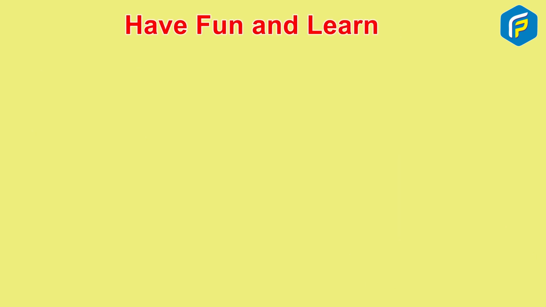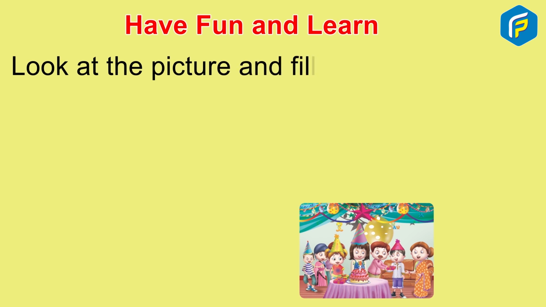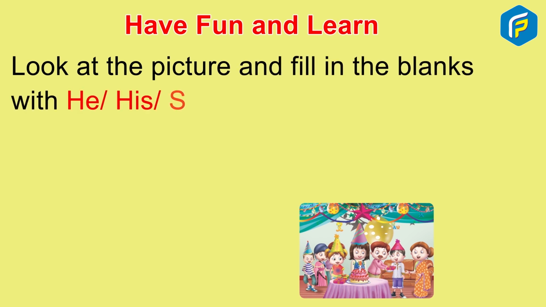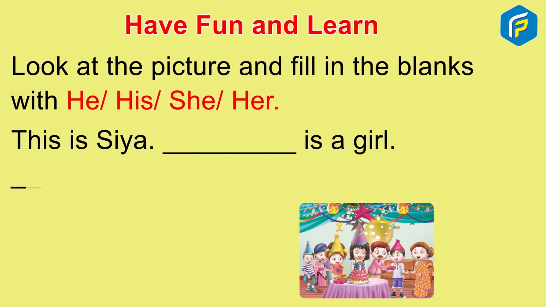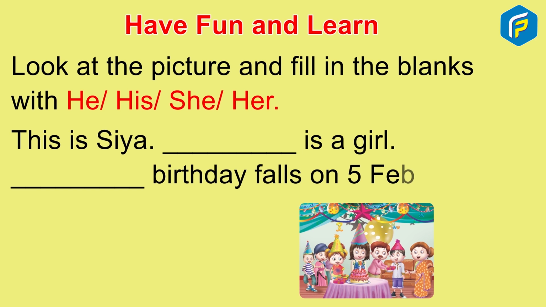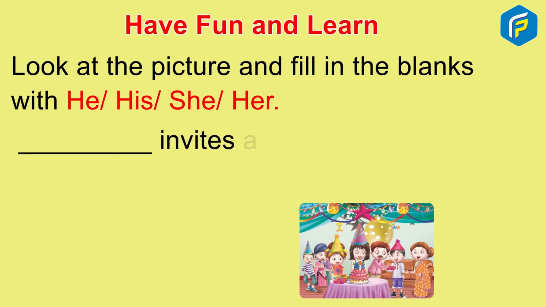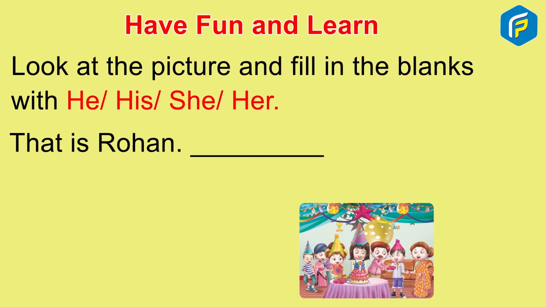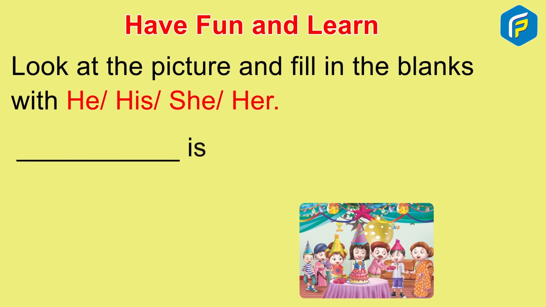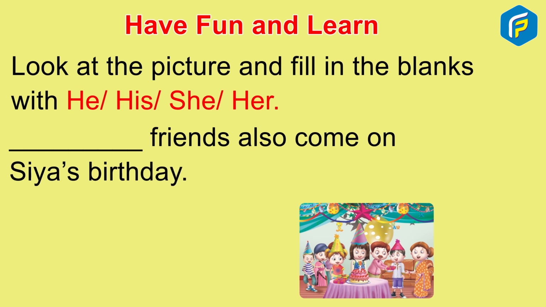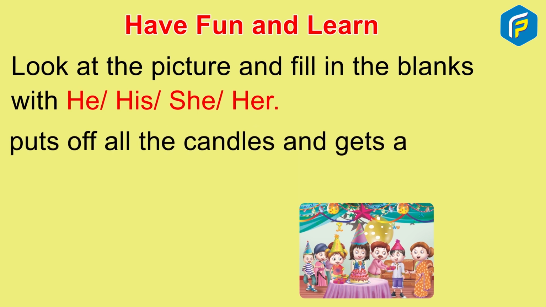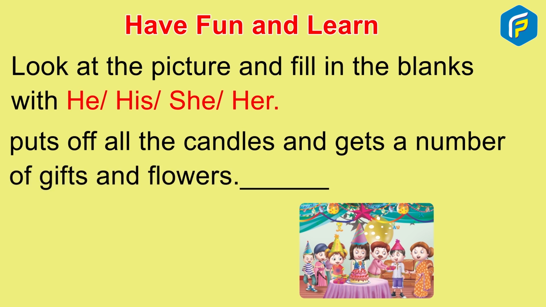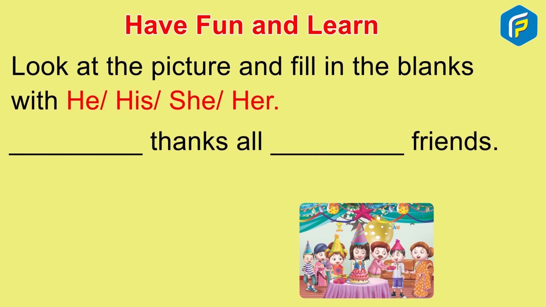Have fun and learn. Look at the picture and fill in the blanks with he, his, she, her. This is Sia. She is a girl. Her birthday falls on 5th February. She invites all her friends. That is Rohan. He is a boy. He is Sia's younger brother. His friends also come on Sia's birthday. Sia puts off all the candles and gets a number of gifts and flowers. She thanks all her friends.